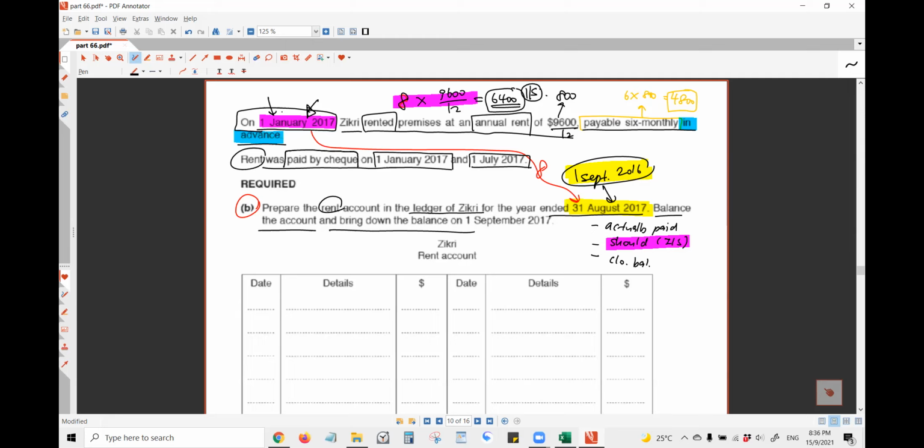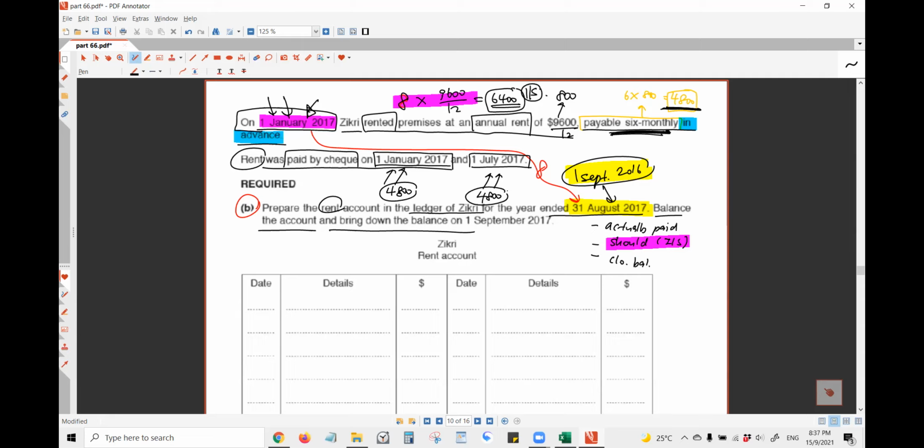This tells you the amount actually paid. On this day, what day is that? That's the first day Zikri started to rent, right? 1st January 2017. On this day, Zikri paid how much? Zikri paid 4,008. How do I know? Because it says so. Payable 6 monthly, which is 4,008. We found it just now. Every time he pays for 6 months of rent. This day also makes the same payment, 4,008.